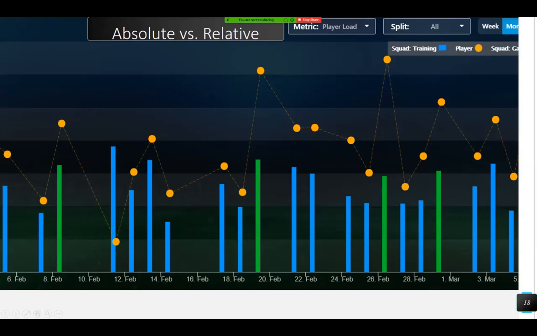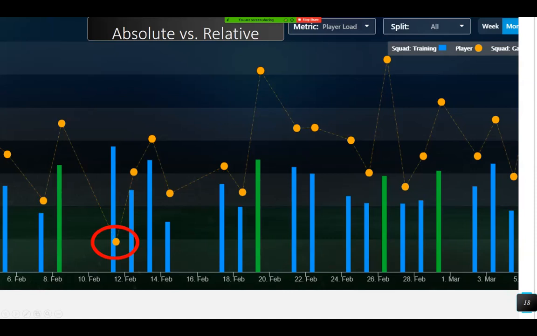The training is going to be the team averages, and the blue bars are practices, green bars are games, and then the individual player is listed as the little circles there in that orangish color. As I look through this, the first thing that jumps out to me is the anomalies. What's different than what we would expect?